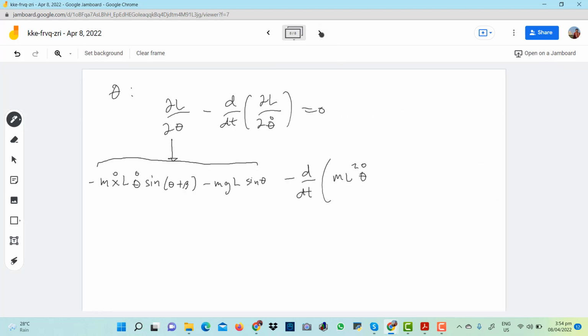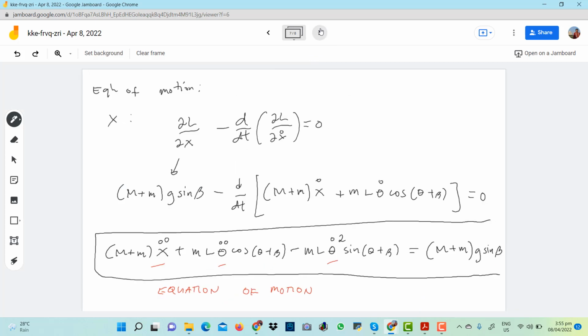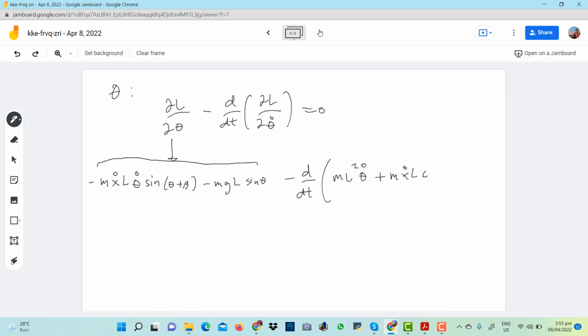mx l plus mx dot l theta dot. There is no theta dot, so derive mx l. So we have 2 x dot l cosine, mx dot l cosine of theta plus theta, equal to 0. Now that I have derived it, I will derive it also with respect to time.